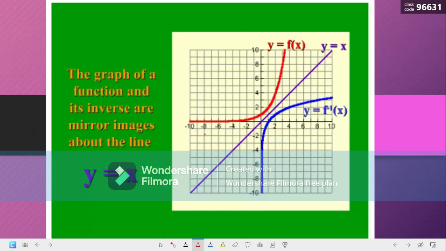So the graph of a function and its inverse are mirror images about the line y = x. Meaning, if this is graphing paper and we flip or fold it, the red graph and the blue graph will coincide with each other.